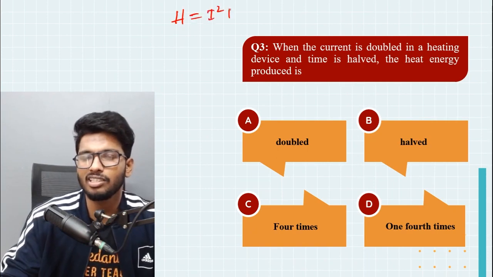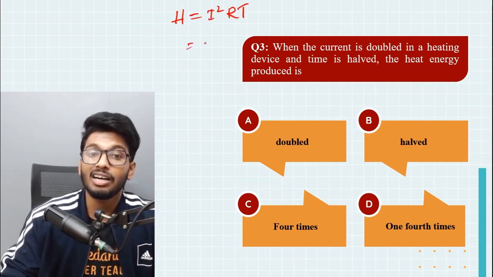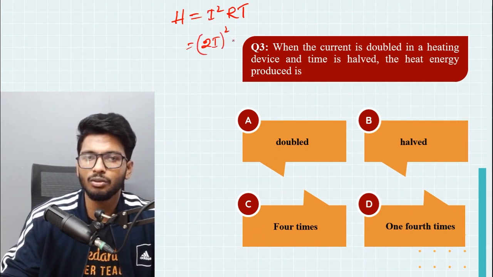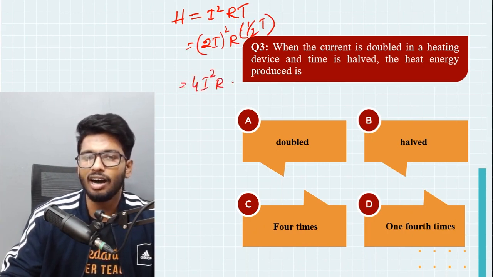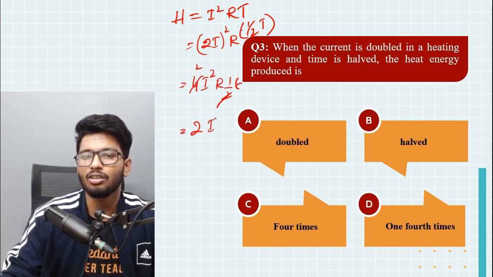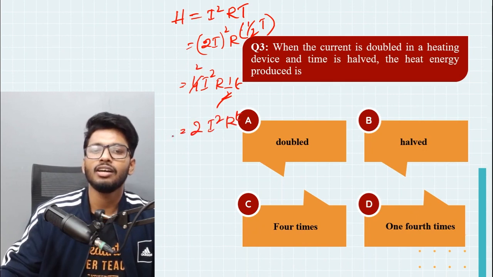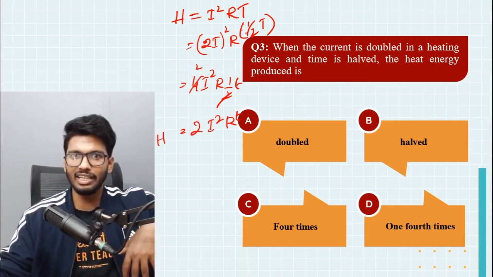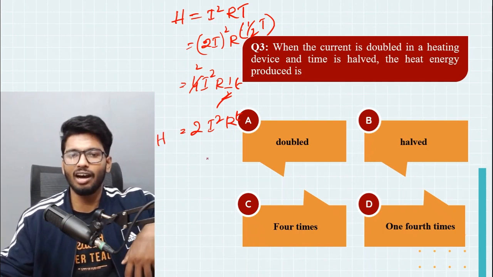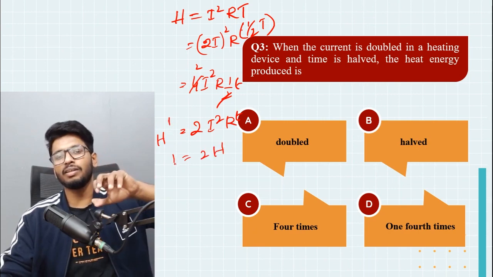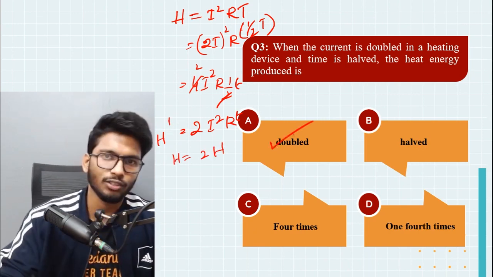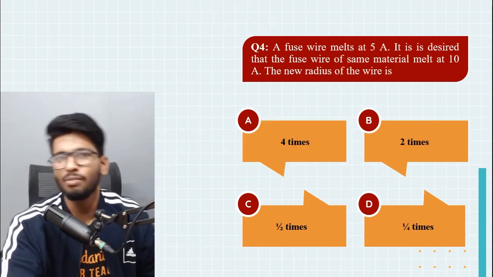It's nothing but H is equal to I square RT. That is the formula. Current is doubled, so it's (2I) square, and time is basically halved, so it will be 1/2 t. So what is this? 4 I square R into 1/2 t. So what will you get? It will be basically 2 times the original heat energy. Whatever is the original heat energy, I square RT, can be written as H. So the new heat energy, which I'll take as H dash, is basically twice the original heat. So it's going to be double of that. So the answer is going to be option number A.